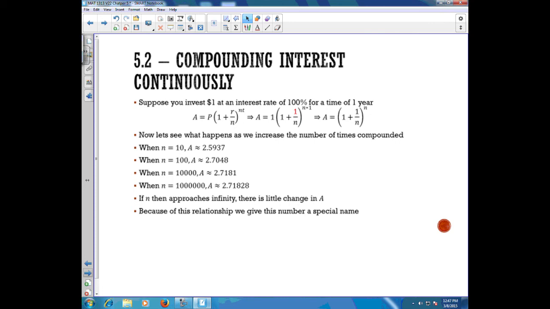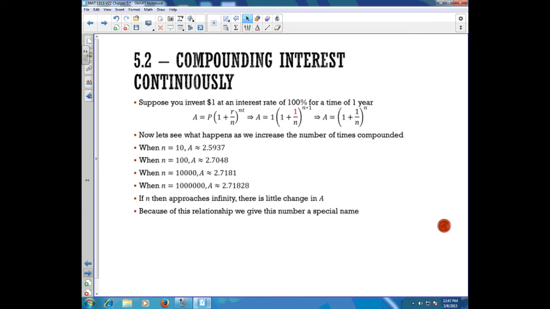Now, if we then change the number of times that we compound money, right? So instead of doing it daily or quarterly or once every few months, let's suppose that we invest $1 at an interest rate of 100% for 1 year. So if we do that, our formula just turns into that thing at the end there, A equals 1 plus 1 over n to the n power.